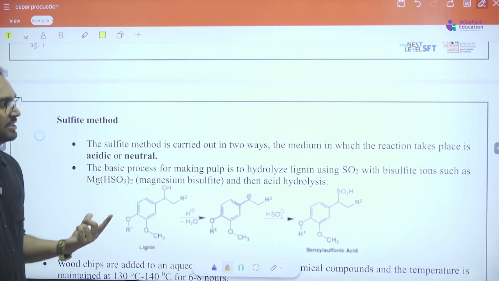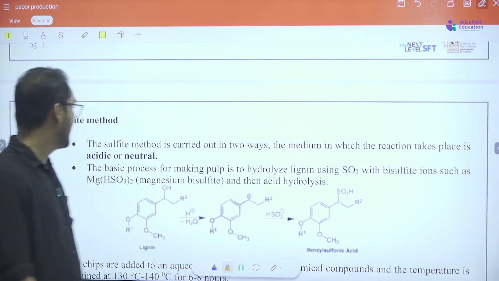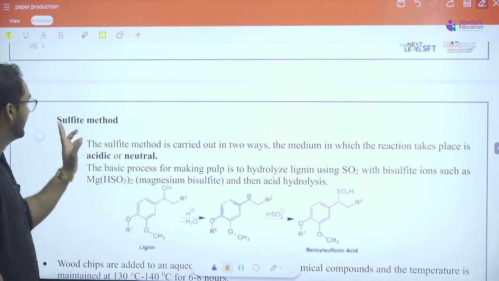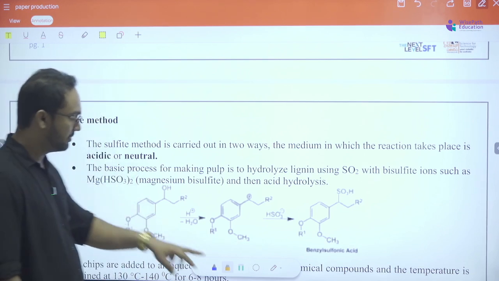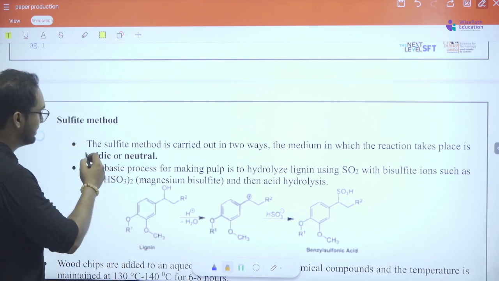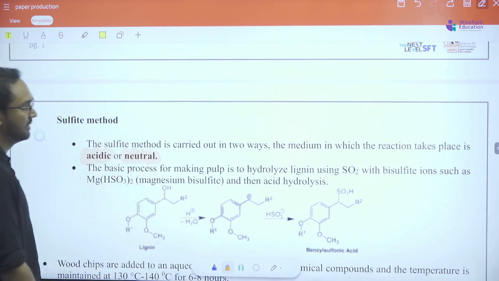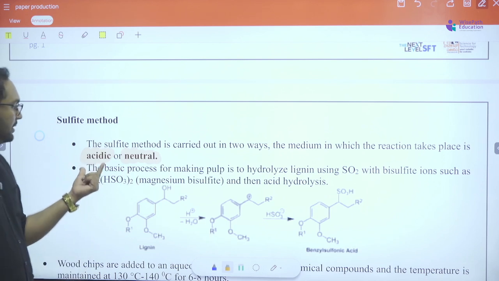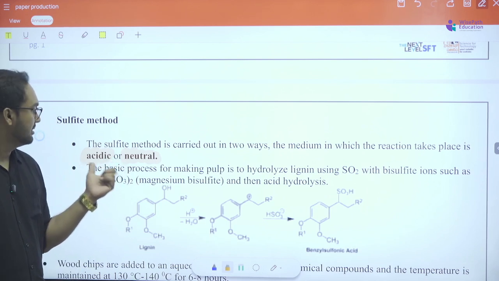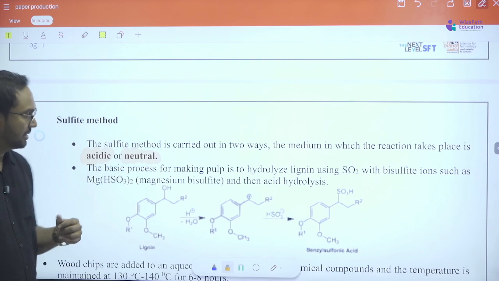The medium in which the reaction takes place is acidic or neutral. In the sulfite method, there are two ways of doing it. One is an acidic way, the other one is a neutral way, right? One is acidic, the other one is neutral.